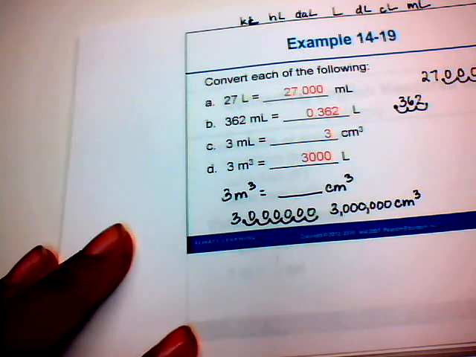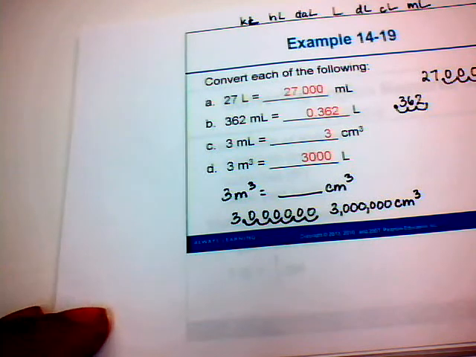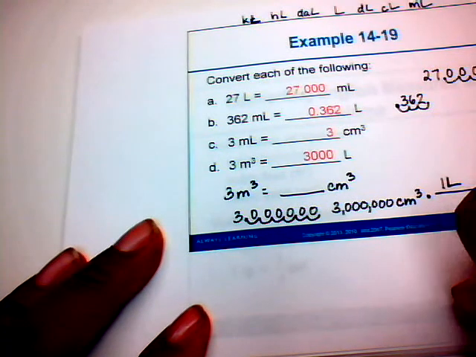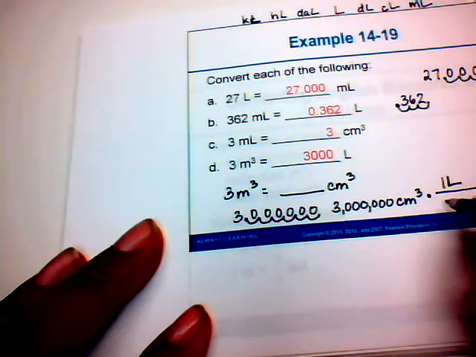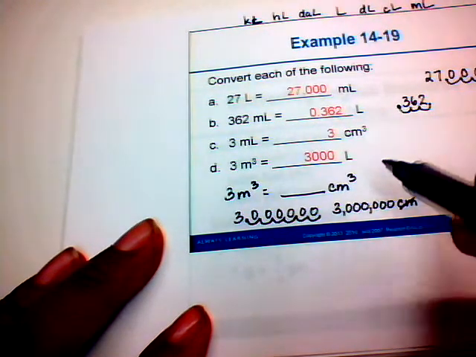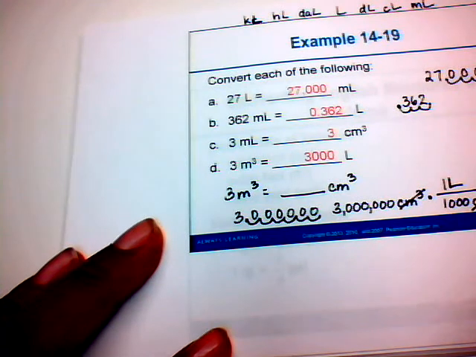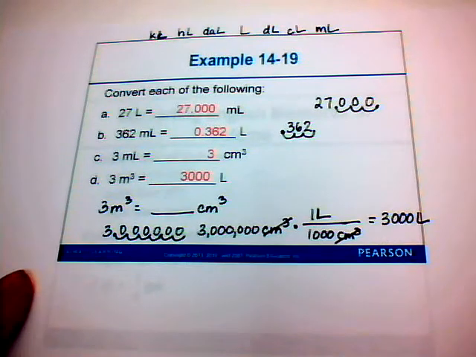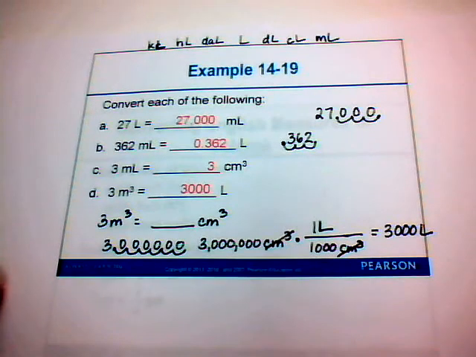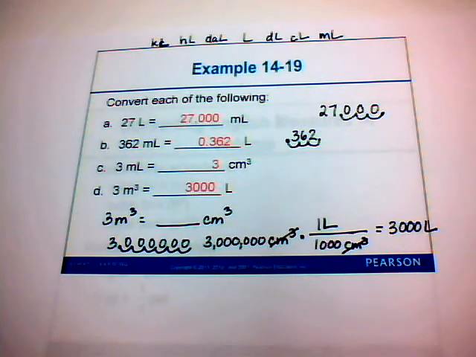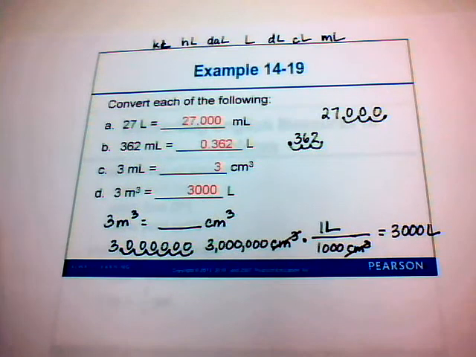Okay, but keep in mind, for every 1,000 cubic centimeters, I have 1 liter. So let's multiply that by, and I'm using unit analysis here, 1 liter divided by 1,000 cubic centimeters. So that way these cubic centimeters divide out, so you have 3 million divided by 1,000, which will end up being 3,000 liters. Okay. So that's how I came up with 3,000 liters here. That's how I came up with that as your answer. So 3 cubic meters is equal to 3,000 liters.